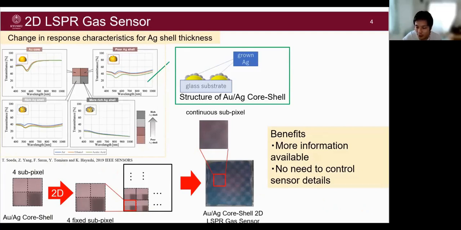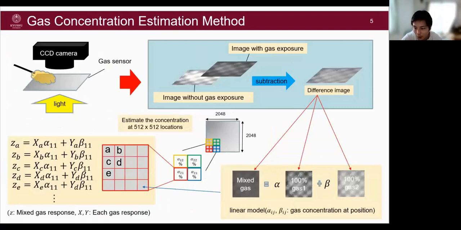Another advantage of using the continuous response characteristics of each sensor for calibration and measurement is that it eliminates the need for detailed control of the sensor itself. Next, the method of estimating the gas concentration is explained.